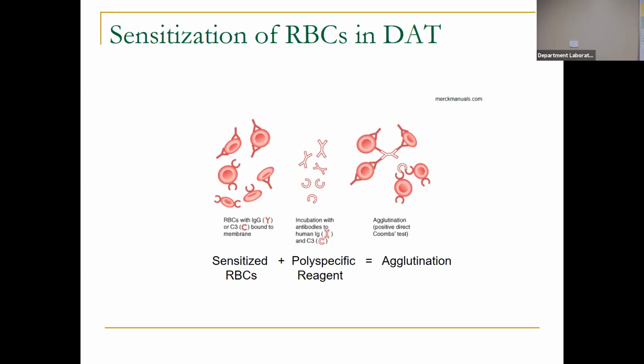Does that make sense to everybody? So this is the purpose of your AHG reagent. It forms a bridge between the antibody that is coating the cells, and we are able to visualize the agglutination.